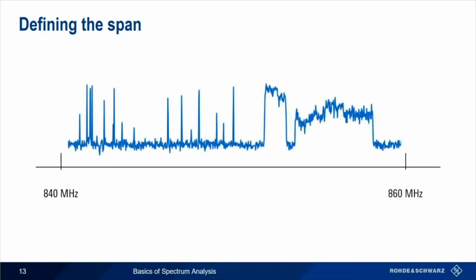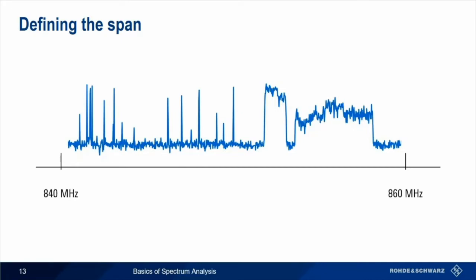All right, so let's start with defining the span. The very first question that you might ask yourself when making a spectrum measurement is, what's the frequency range that I'm interested in? In other words, what are the start and stop frequencies? The example that we're going to use here is a start frequency at 840 megahertz and a stop frequency at 860 megahertz. That's going to give us that window of frequency that we can look in.